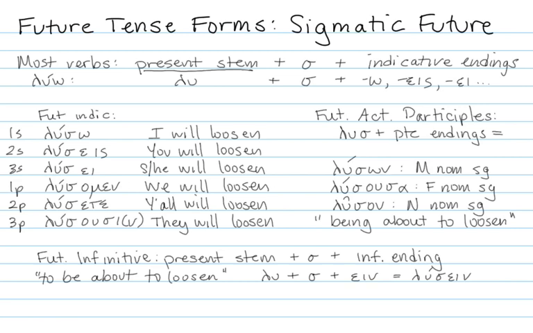So those were how to form the future active, indicative, participles, and infinitive. If you want to form the middle voice, then you follow the same pattern. You can look at your book on page 184.